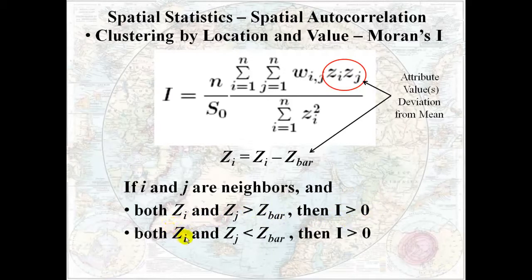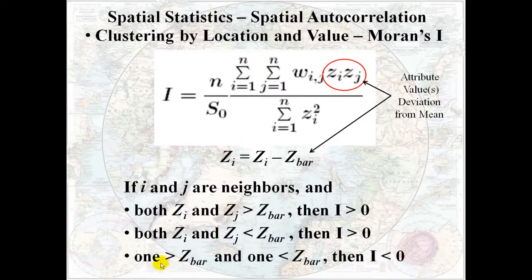Okay? If both of them are less than the average, notice that a negative times a negative is going to be a positive, so I is going to be greater than 0 still. So either way, if they're both above or both below the average, you're going to get a positive Moran. If one's above and one's below, then we're going to get a negative Moran. So if one of them's above average, one of them's below average, you wouldn't call that a cluster, so you can imagine that I less than 0 is going to be dispersed, and I greater than 0 is going to be clustered.